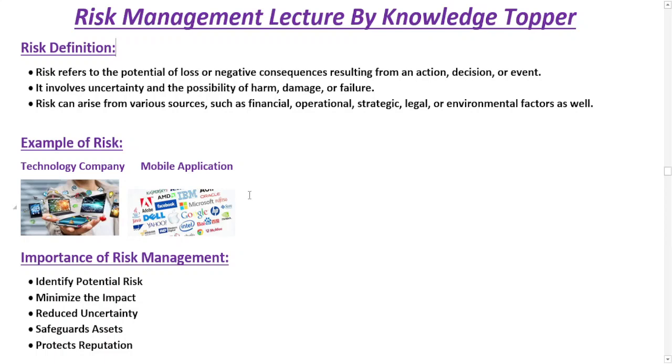Now if we discuss the importance of risk management, basically why there is a need to manage risk. Actually, risk management helps organizations and individuals identify potential risk and take appropriate actions to minimize their impact. Basically, risk management allows organizations and individuals to make informed decisions in order to reduce uncertainty and enhance the likelihood of success as well. Actually, top notch companies who effectively manage their risk always safeguard their company's assets, protect their reputations and improve overall resilience as well.